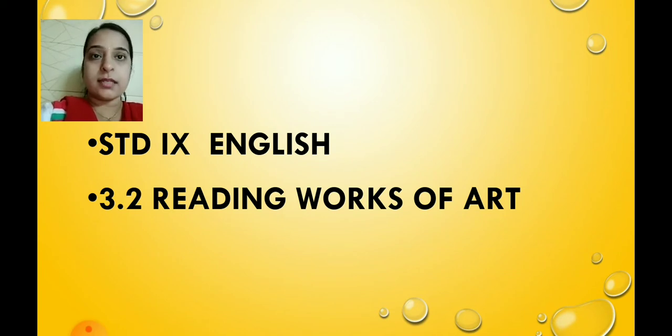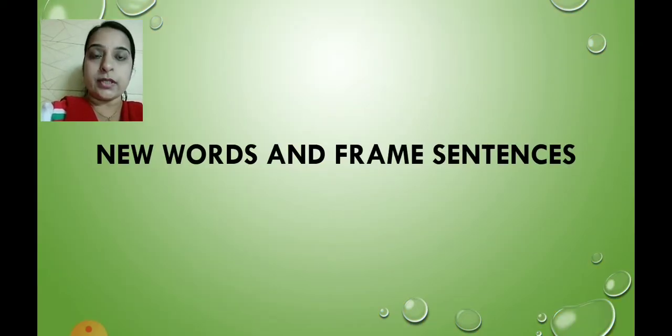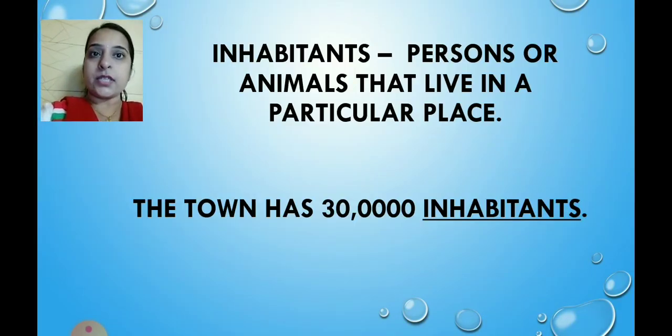But before that, let us learn some new words and how to frame sentences. The first one, inhabitants. Inhabitants means persons or animals that live in a particular place. Sentence on inhabitants: The town has 30,000 inhabitants.